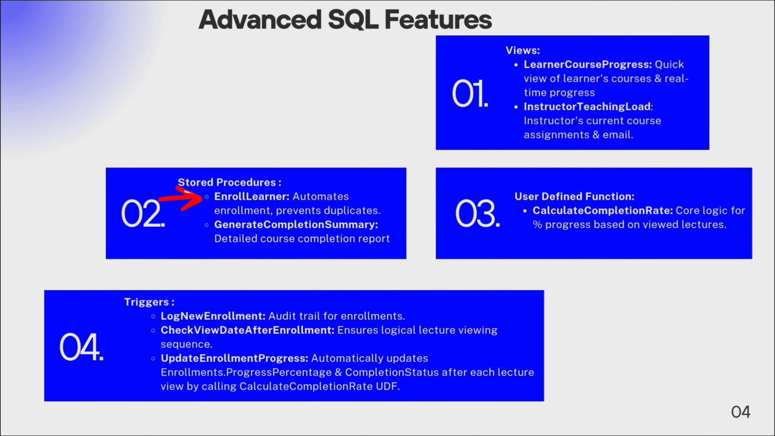Enroll Learner handles the logic for new enrollments, including preventing duplicates. Generate Completion Summary provides a detailed report on how learners are progressing through a specific course. The Calculate Completion Rate user-defined function is essential to our progress tracking, accurately determining the percentage of a course a learner has completed.